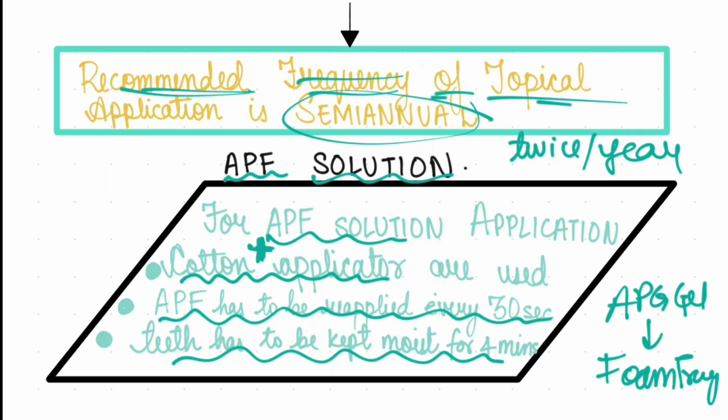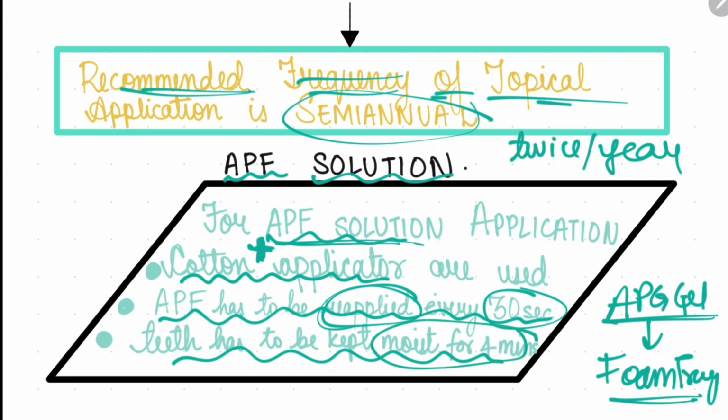So this APF solution application is comparatively difficult than the APF gel application, because in APF gel application, you insert the foam tray in the mouth, wait for 4 minutes and remove it. Whereas in APF solution application, you have to reapply it every 30 seconds and make sure that the teeth are moist for 4 minutes. So it becomes comparatively difficult.